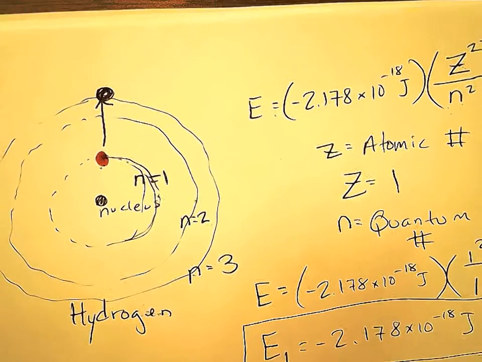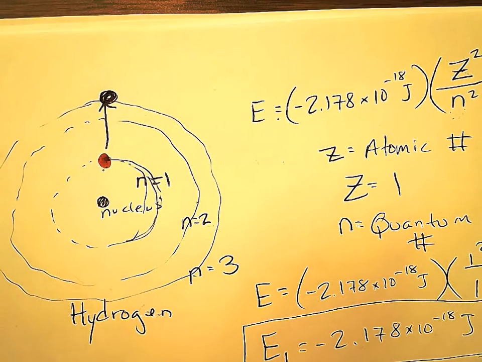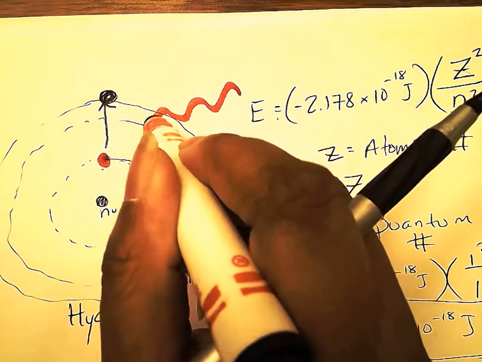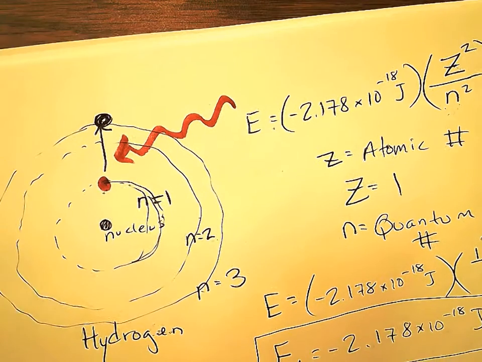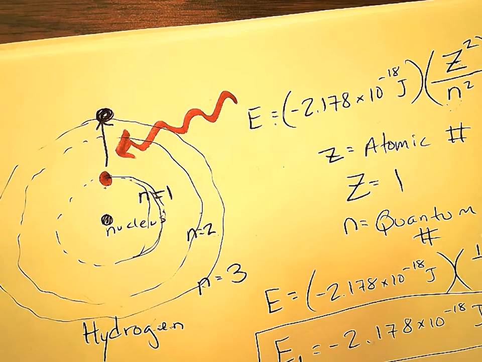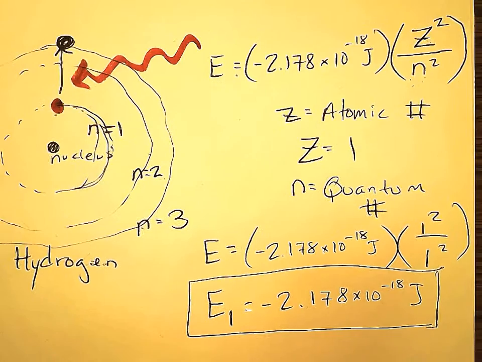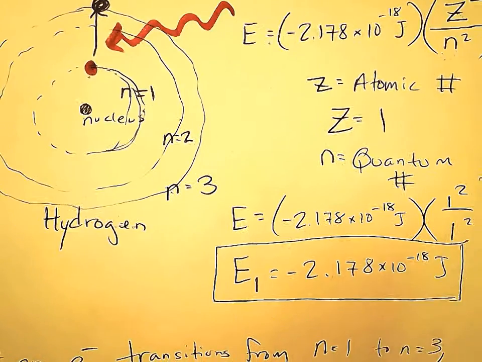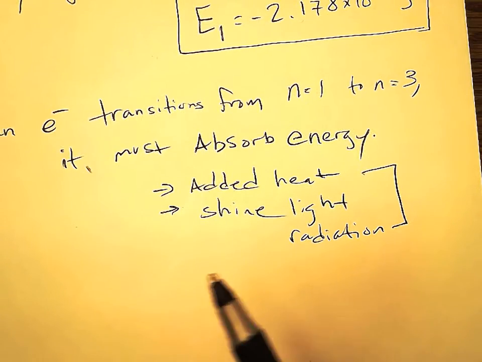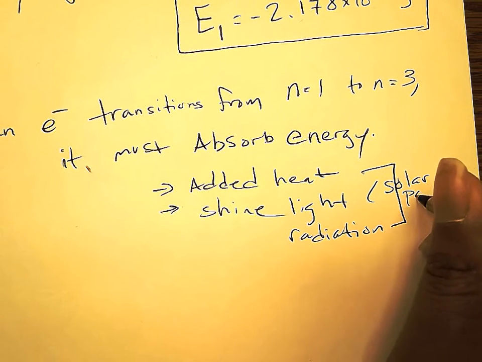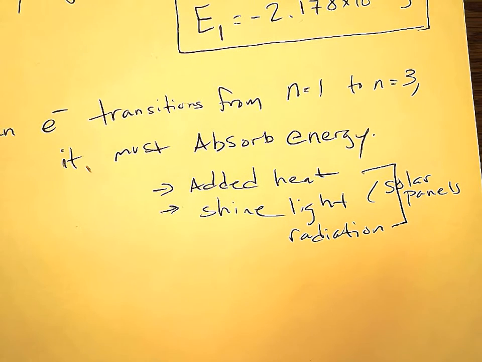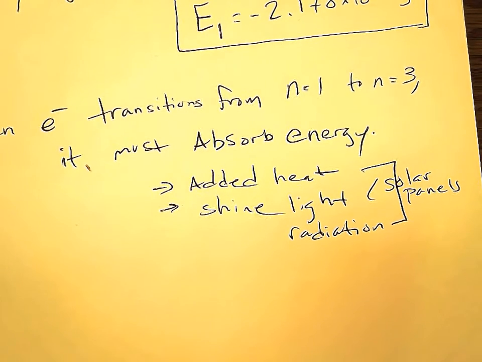All 3 ways involve you sending some type of energy to the electron so that it can go from N equals 1 to wherever you want to send it. All 3 ways mean the same thing. Shine light, that's the same thing, that's how solar panels work, just FYI. No, you don't have to get that. All I gotta do is do this.